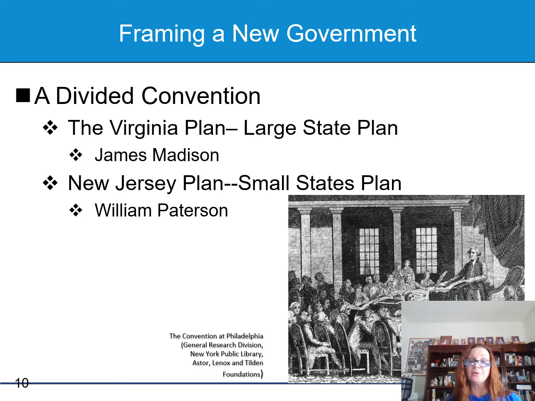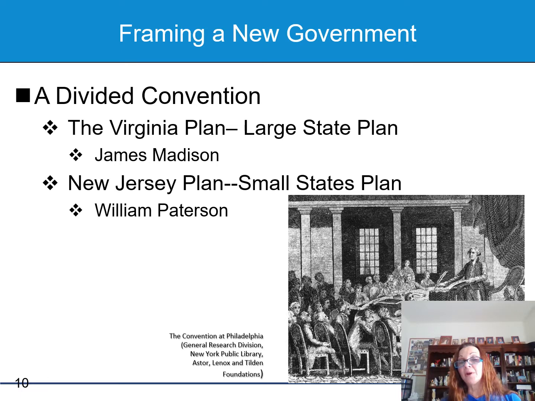And then, under the large state plan, the House of Representatives would select members to the upper house or the Senate. Well, you can see there's a problem potentially in that plan, because a small state may not have enough votes to get any representatives in the Senate. So the smaller states drew up their own plan once the Virginia plan was presented to them, and it became known as the New Jersey plan or the small state plan.